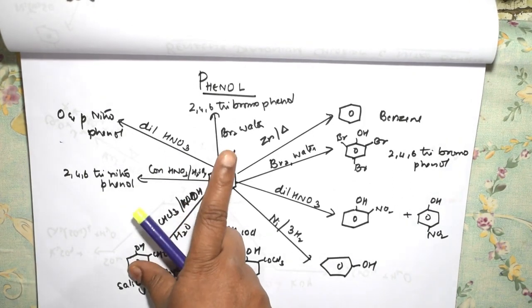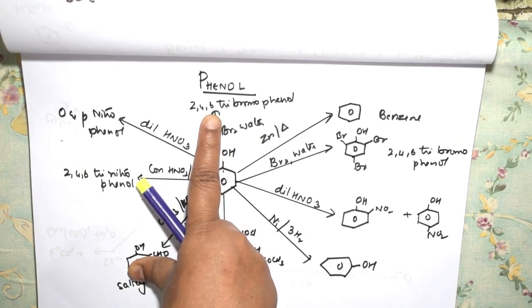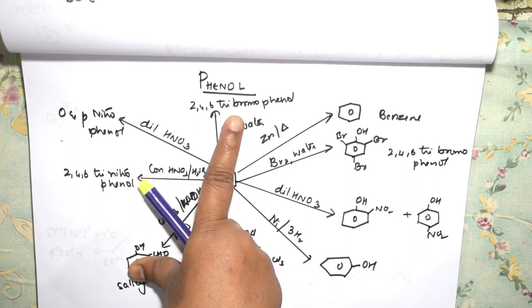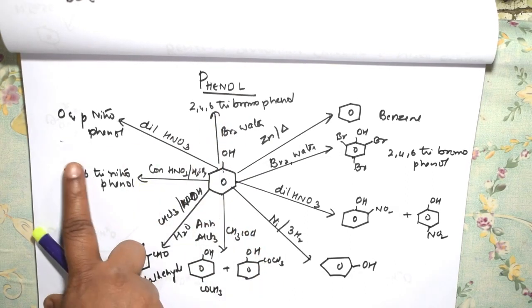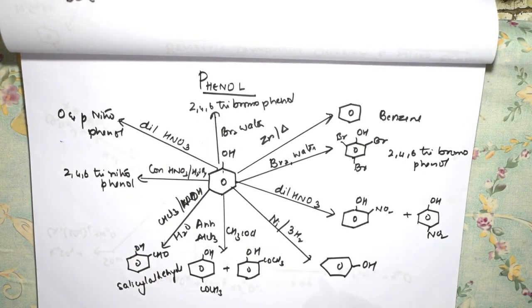With bromine, see here, bromine water, all three sites, ortho, para and ortho sites, are occupied, giving 2,4,6. Here ortho and para with dilute HNO3. Let us not take this one. Let us see this compound, students. Concentrated means 2,4,6-trinitrophenol. So I've shown you the complete reactions.